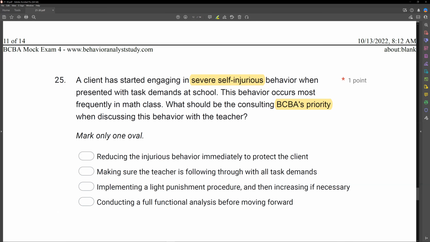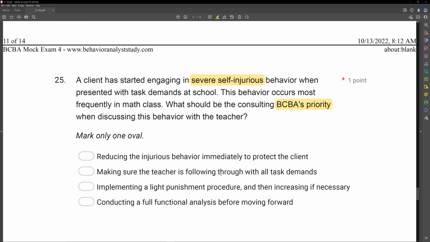Even if we have to reduce task demands, whatever we need to do, we just cannot allow severe self-injurious behavior to continue, putting the client in harm's way, putting other people in harm's way. Our number one objective, do no harm. We have to put an end to this somehow, some way. So we never just stop at our first answer choice. We read all of our answer choices. You have to get in that habit.